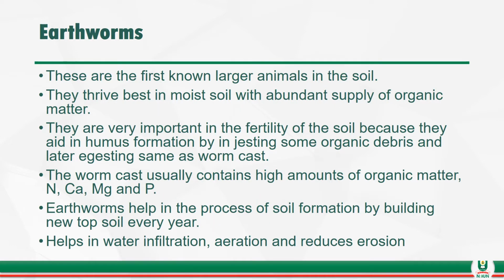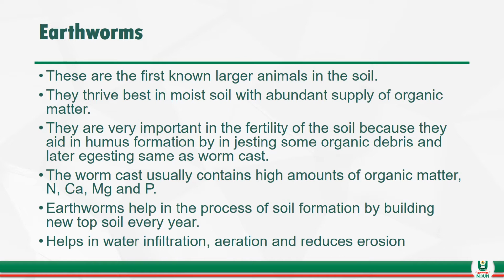Earthworms. These are the first known larger animals in the soil. They thrive best in most soil with abundant supply of organic matter. They are very important in the fertility of the soil because they aid humus formation by ingesting some organic debris and later excreting the same as wormcasts.